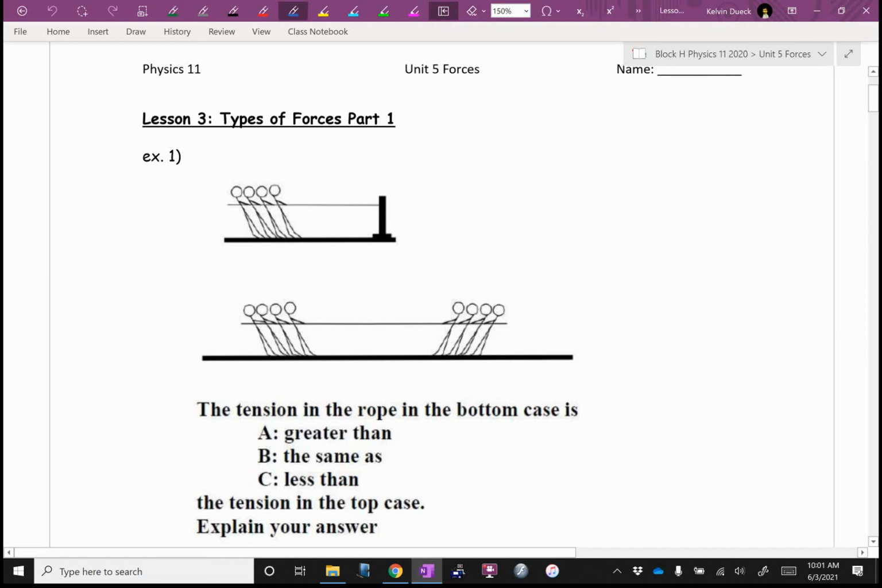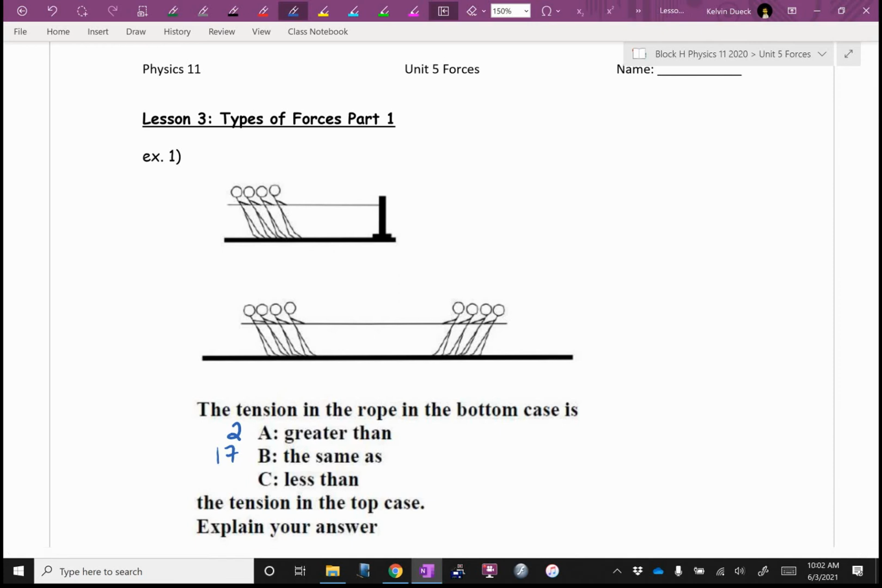Here we go. Who says A, Mr. Dewick? 8 people. It's got to be bigger. A, greater than. Who says the same as? Who says less than?